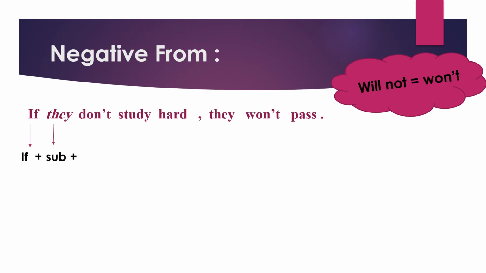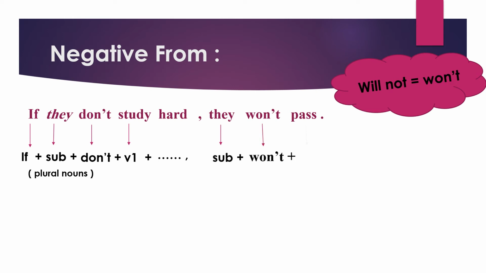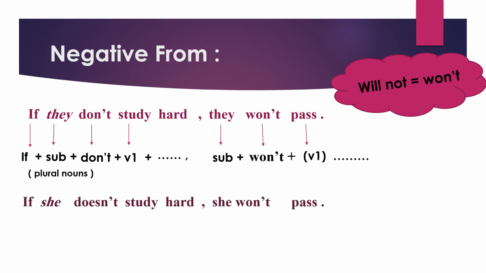If plus the subject, if we have a plural, we use don't and infinitive verb and complement. We use a comma because we started with the if clause, and in the future tense we use the subject, won't, and infinitive verb.